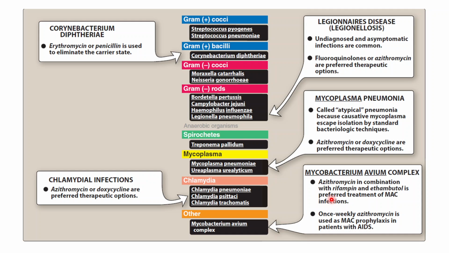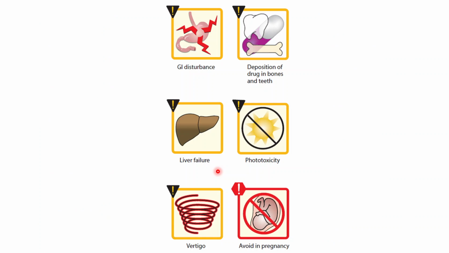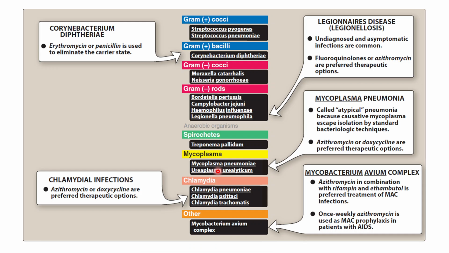The next group is macrolides, and macrolides are actually our most expensive antibiotics in this group, especially clarithromycin and azithromycin. But erythromycin and telithromycin are older ones, but can still be used for most of the same indications as clarithromycin and azithromycin.